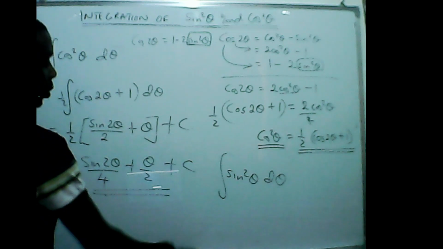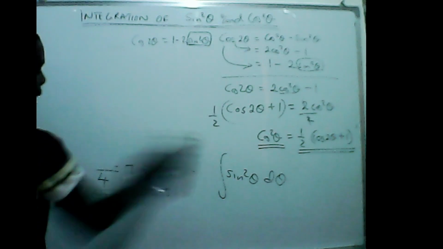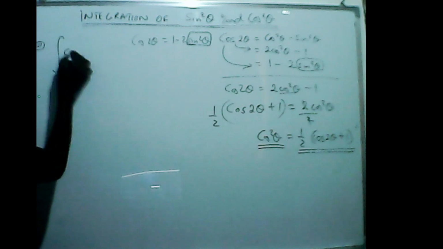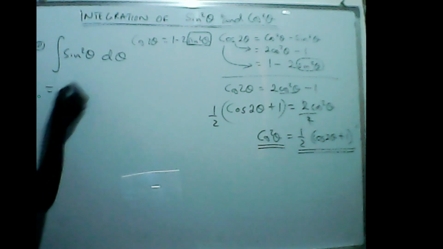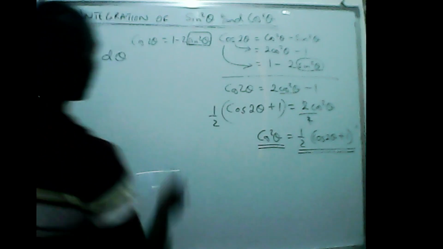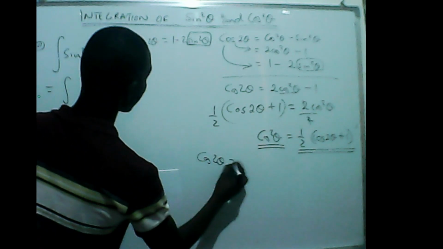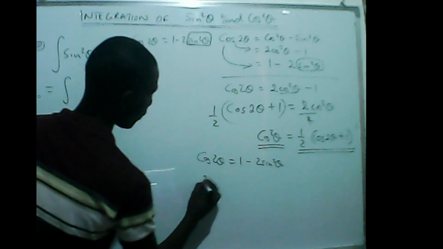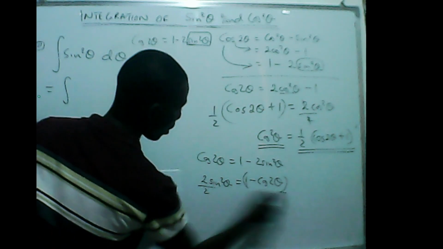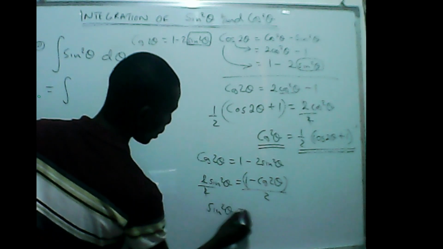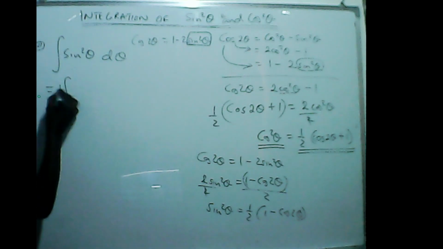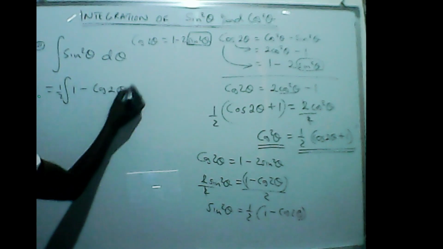Right, solution for sine squared theta. Let's integrate sine squared theta d theta. Integral of sine squared theta d theta is given by integral of, remember we said we are going to make sine squared theta the subject of the formula here. Now we have cos 2 theta is equal to 1 minus 2 sine squared theta. Therefore 2 sine squared theta is equal to 1 minus cos 2 theta. Then divide by 2 on both sides. Our sine squared theta is equal to half of 1 minus cos 2 theta. Now substituting, half of 1 minus cos 2 theta d theta.